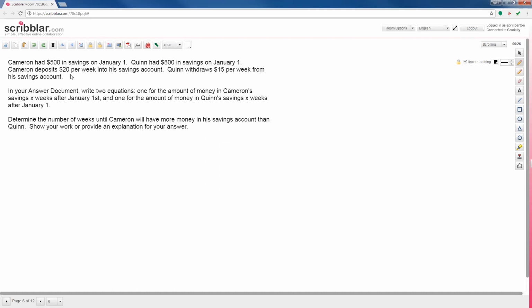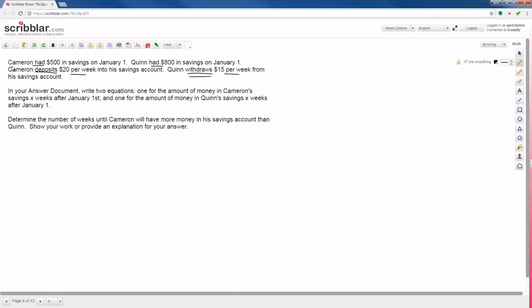Per, that's an important keyword. Any other keywords you see? There's two more I'm thinking of. Withdraws is a keyword. And deposits is a keyword. Good. So those are some of those keywords that now we have to translate into actual math symbols.